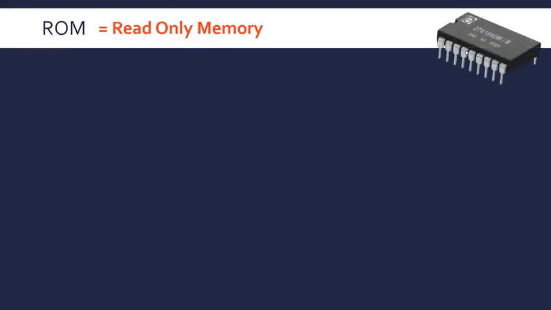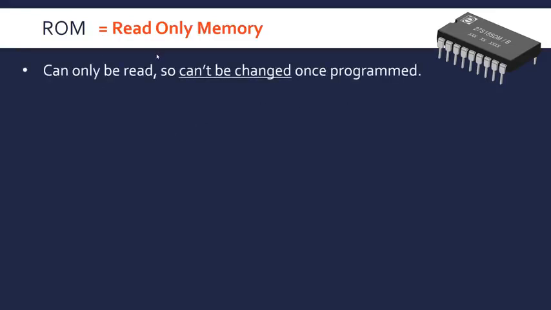The next memory is ROM, which stands for read-only memory. Make sure you learn what these abbreviations stand for. ROM comes in the form of a chip that usually is on the motherboard. You'll miss it if you don't know what you're looking for, whereas RAM is very obvious on a motherboard if you've ever opened up a computer. So the name gives away what ROM is all about. It can only be read, so once it's programmed for the first time, the data can't be changed. And this is a very definitive statement.